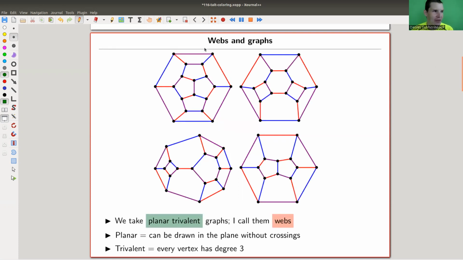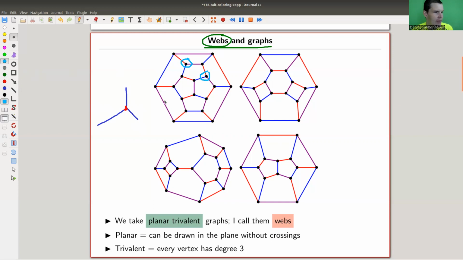I would like to talk about something that I call a web. So what is a web? Well, think of spider webs. A web is a certain type of graph where every vertex is trivalent, so every vertex looks like this. And I want it to be planar. The pictures that you see here are all webs, planar trivalent graphs. I just call them webs. Here, everything is trivalent, as you can see.